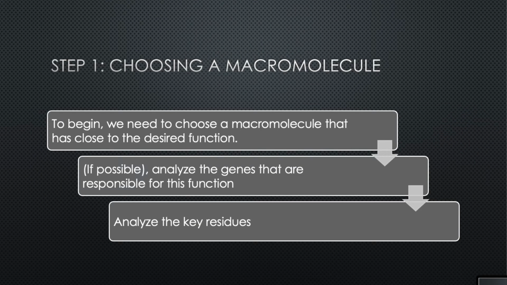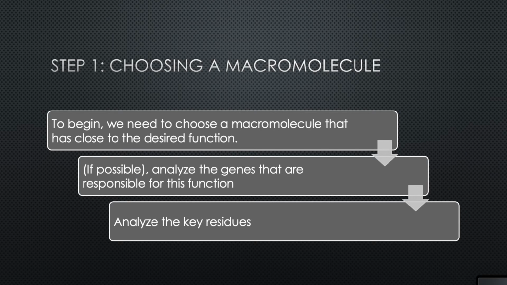Again, to begin this process, we need to choose a specific macromolecule. This macromolecule should be something that is close in function to the desired function. For example, let's say you wanted an enzyme that could break down alcohol, but you wanted it to work in an extremely low pH of 1. Alcohol dehydrogenase is an enzyme that has close to that function, but doesn't work so well in low pH. Perhaps this could be something we use directed evolution to create.